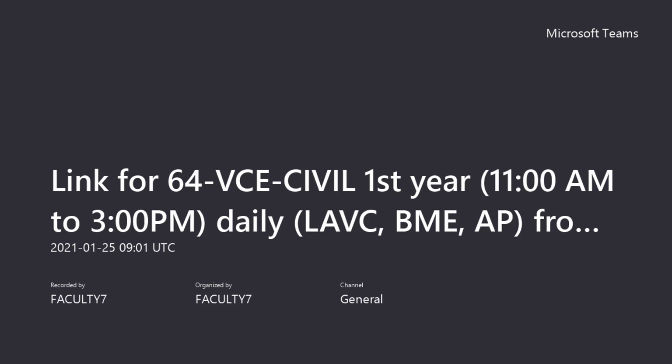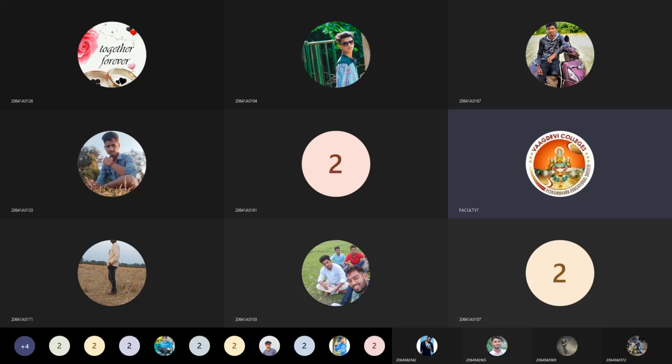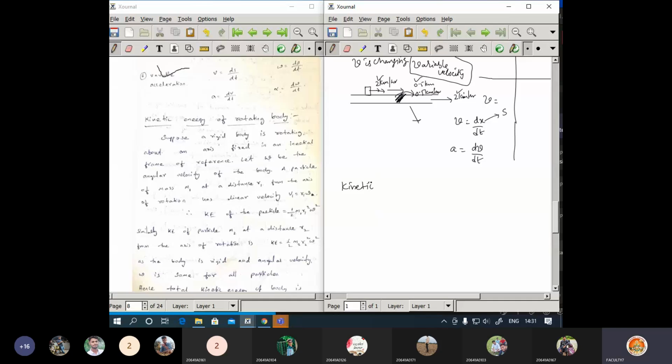Kinetic energy. So I'm writing the shortcut here. Okay. Kinetic energy of a rotating body. Now identify here we are referring to the kinetic energy, and the body should be rotating. So consider whenever the concept is there, it is a rigid body.